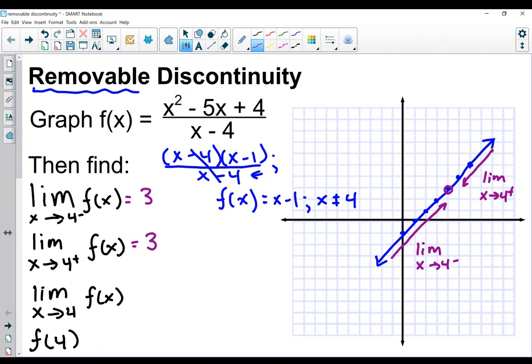So because these two match, because our limit as x goes to 4 from the left and the right are both 3, then we can say the limit of f of x as x goes to 4 is just 3. But now here's the trick. f of 4 itself, well, that would be 4 minus 4 over 4 minus 1. We have to go back to that original function f of x. Doesn't work. That one does not exist. It's undefined.